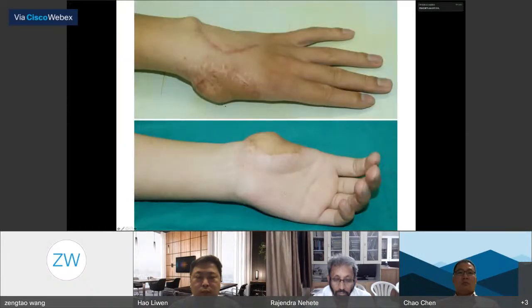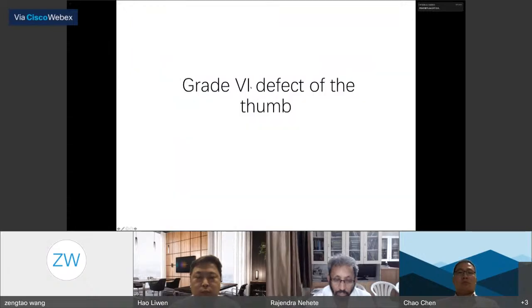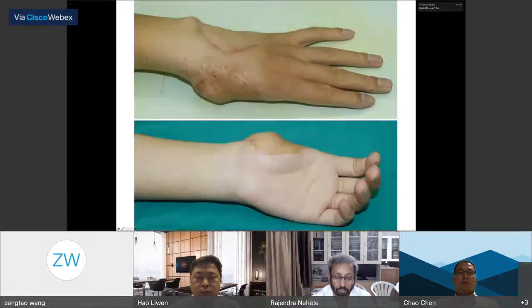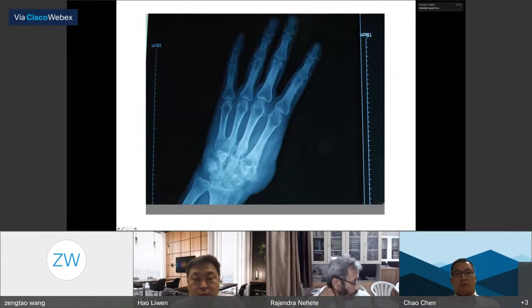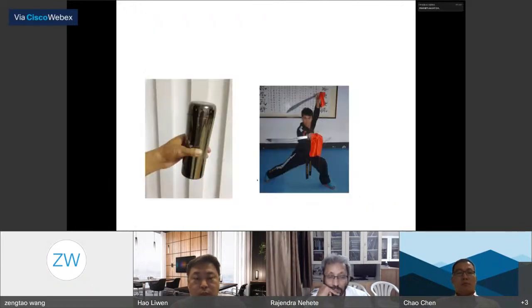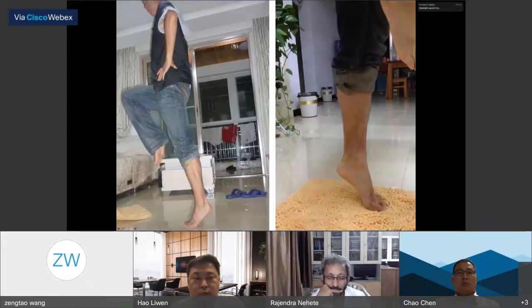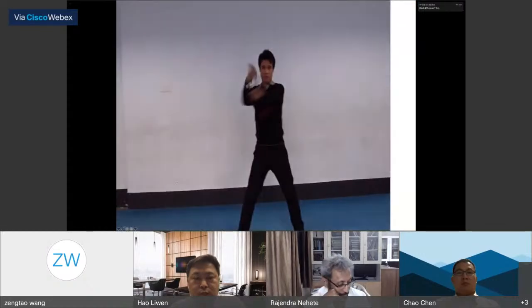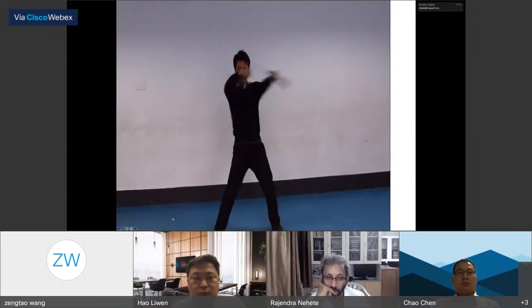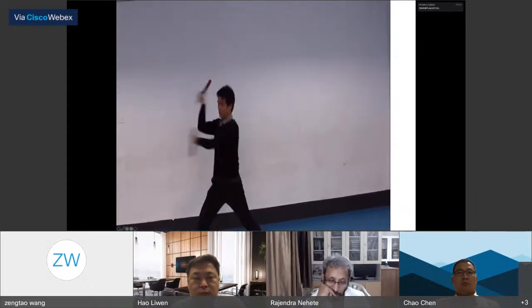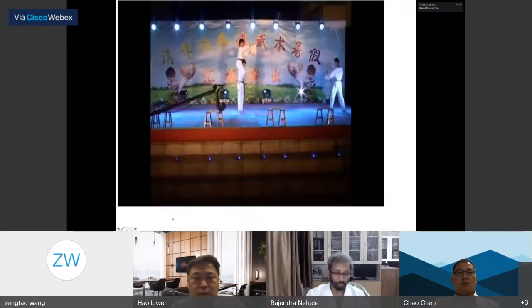This is a grade 6 defect of the thumb. Pre-operation, grade 6, post-operation, and 3 years post-operation, and the thumb, the foot, and the thumb function. And the foot function.